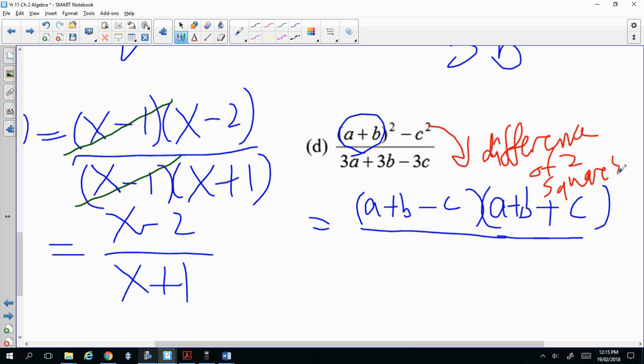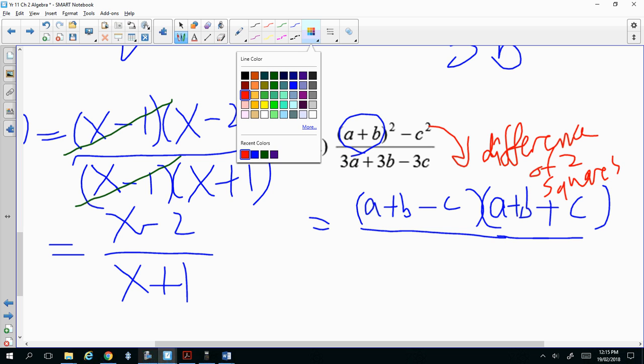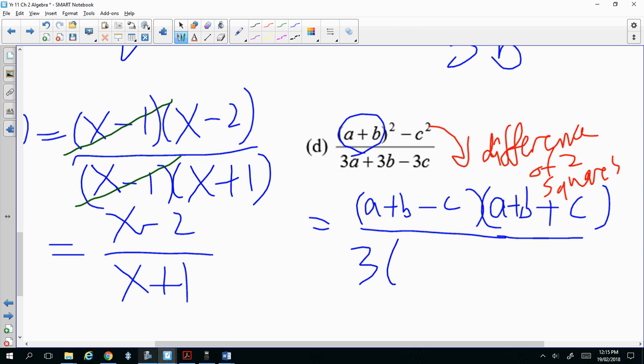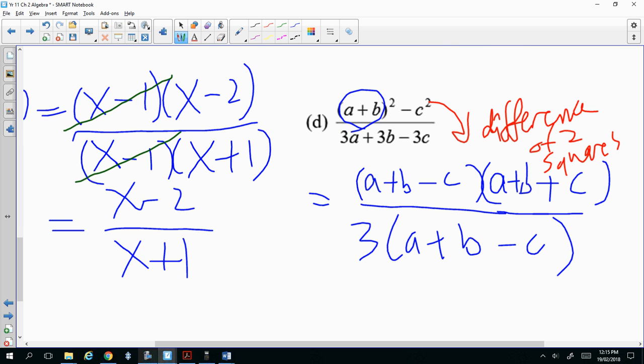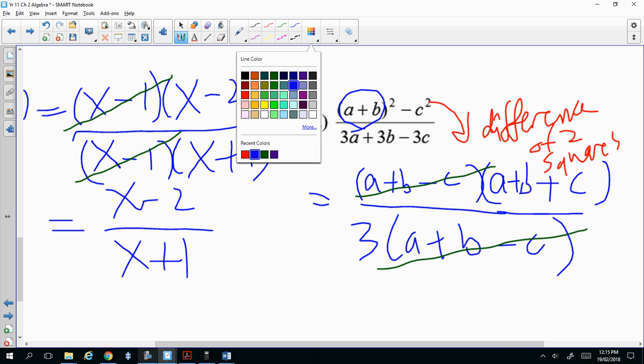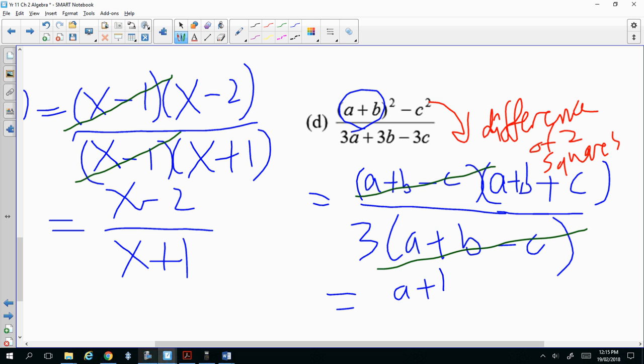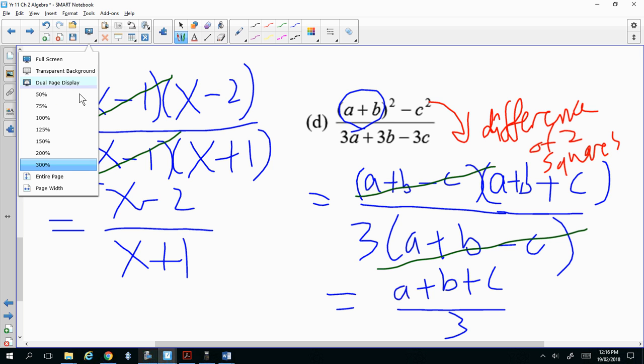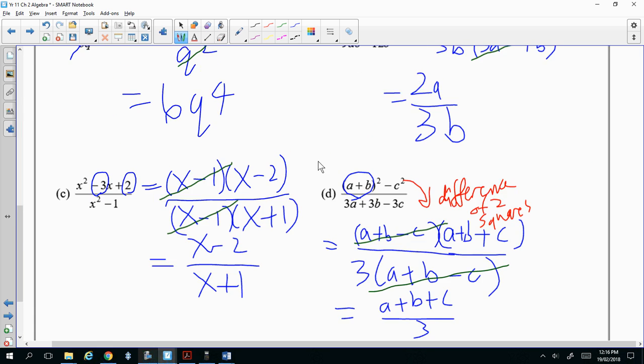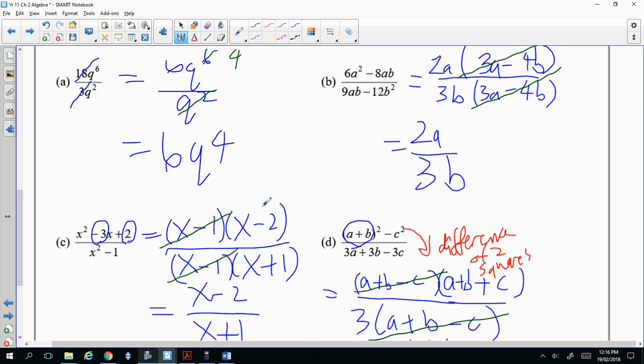And then at the bottom, there's a common factor of 3. So take the 3 out. And then you notice something that is the same and can be cancelled. So let's cancel them. These two are the same. It gets cancelled. So your final answer will be a plus b plus c over 3. All right, so they are pretty easy. To simplify algebraic fractions, all you have to do is factorize and cancel any common factors.